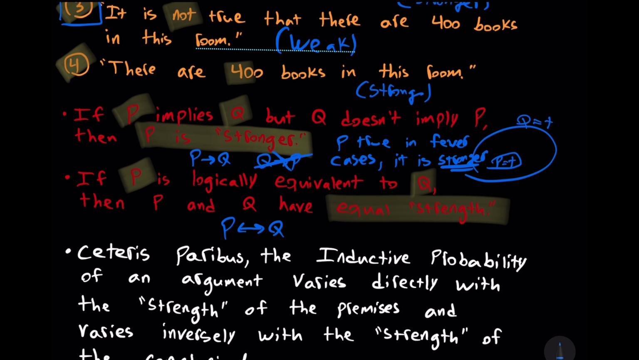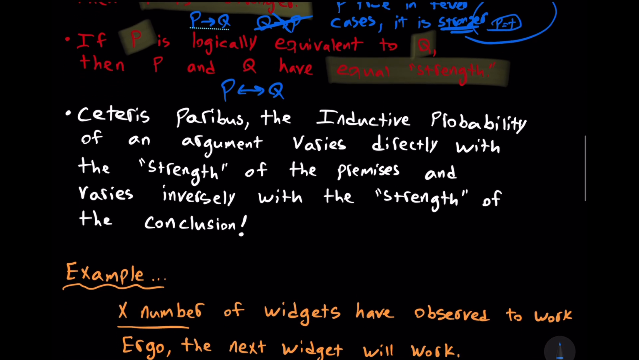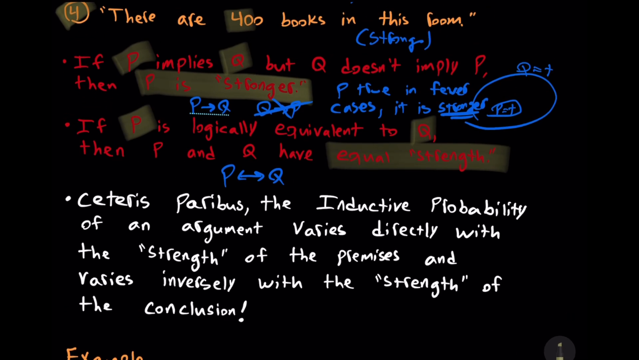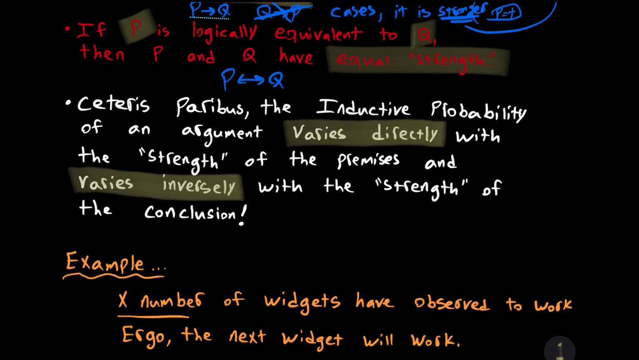So now that we know what's a relatively strong proposition and what's a relatively weak proposition, we can then think about an argument as a whole, so to speak. So other things being equal, or in other words, ceteris paribus, the inductive probability of an argument varies directly with the strength of the premises and varies inversely with the strength of the conclusion. So it varies directly with the strength of the premises and inversely with the strength of the conclusion.